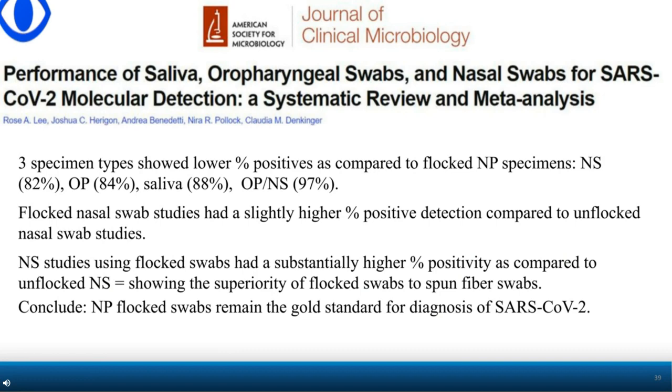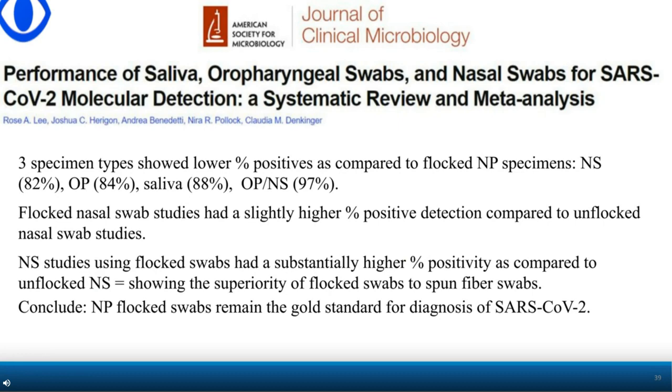Now, there was also a recent meta-analysis performed by Lee and colleagues that reviewed a tremendous amount of literature surrounding specimen collection for the diagnosis of SARS-CoV-2 infection. They were able to include in their analysis 25 citations that studied the use of saliva, 11 articles that looked at nasal swabs, 6 articles that looked at oropharyngeal swabs, and 4 that looked at combined oropharyngeal and nasal swab specimens. All of these were compared to nasopharyngeal swabs as the gold standard.